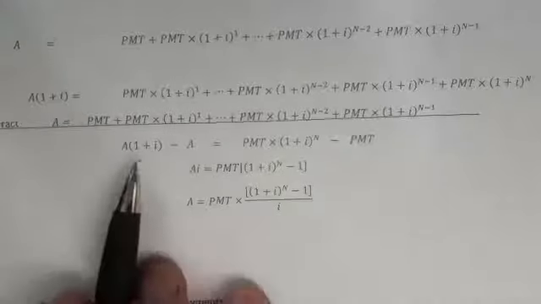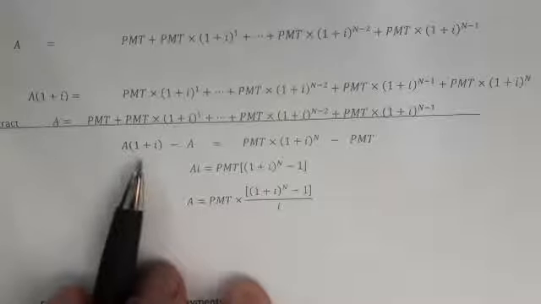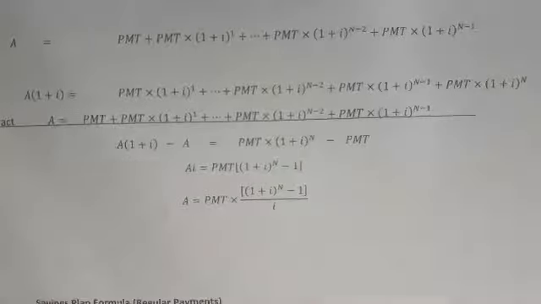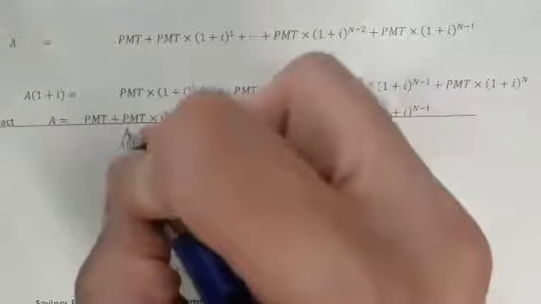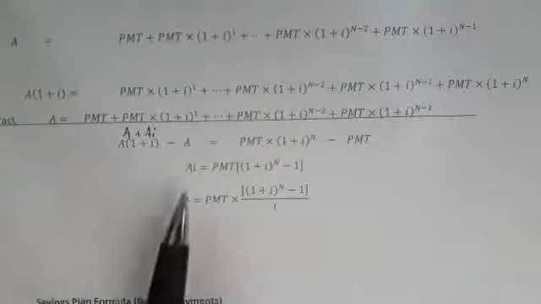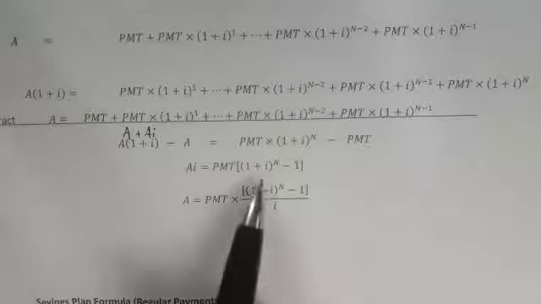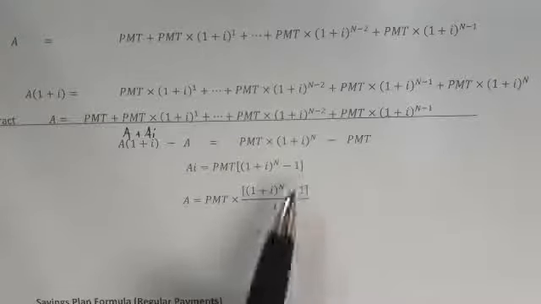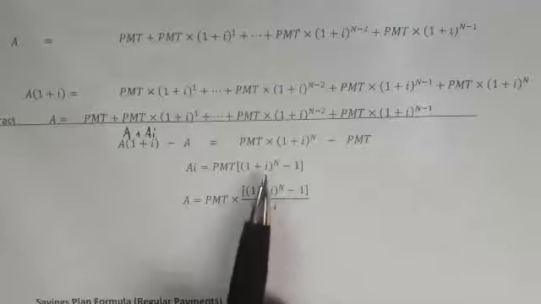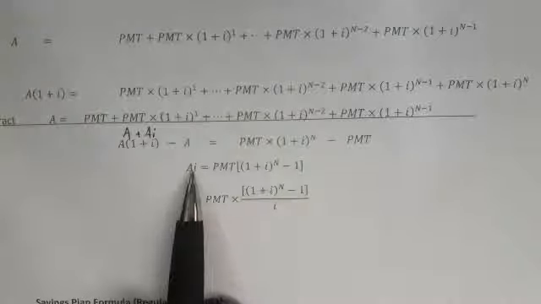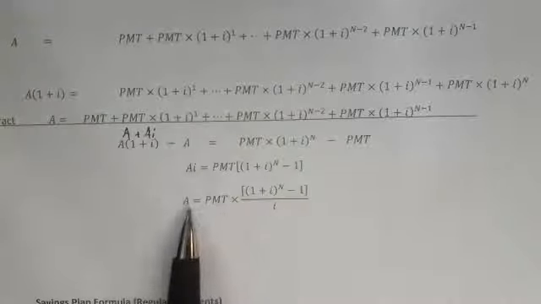So this left side, I can distribute this. This is a plus ai minus a. If I distribute that and then subtract an a, I'm left with just an ai. If I factor out a payment from both of these, I'm left with 1 plus i to the n, and then I have to subtract 1. If I want just the accumulated amount, I have to divide by i. So I divide by i, and I end up with this thing.